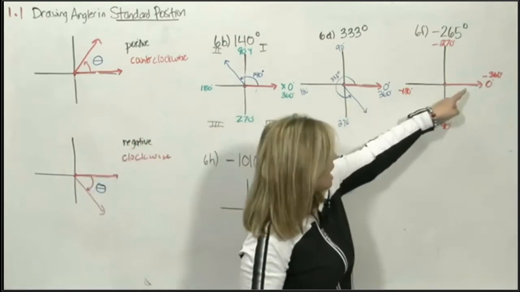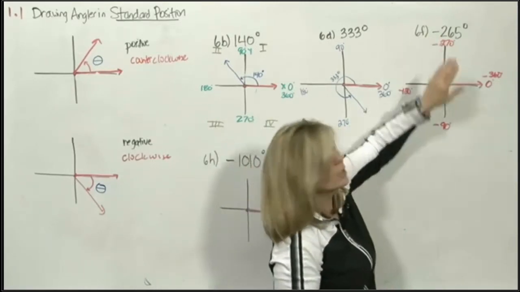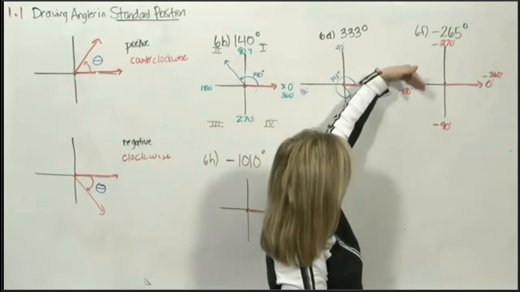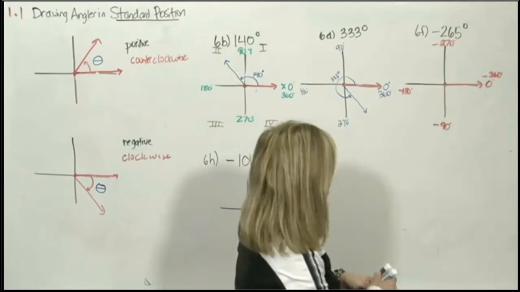So all we're doing is counting the quadrants backwards. So if I ask you what quadrant would the terminal ray lie in for negative 265, it would be in quadrant 2, between negative 180 and negative 270.